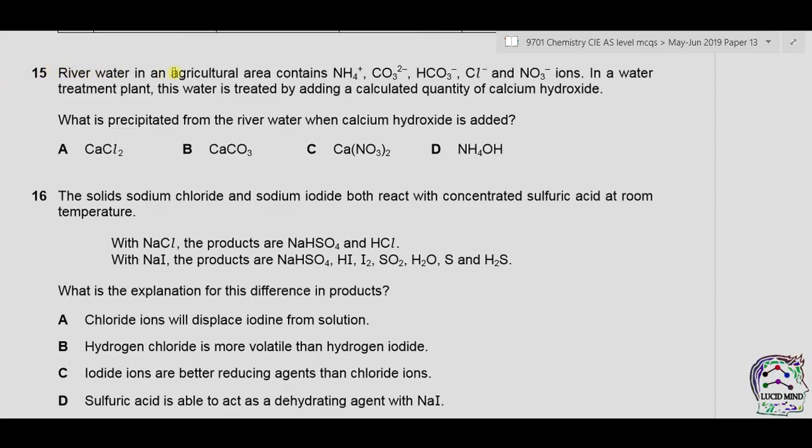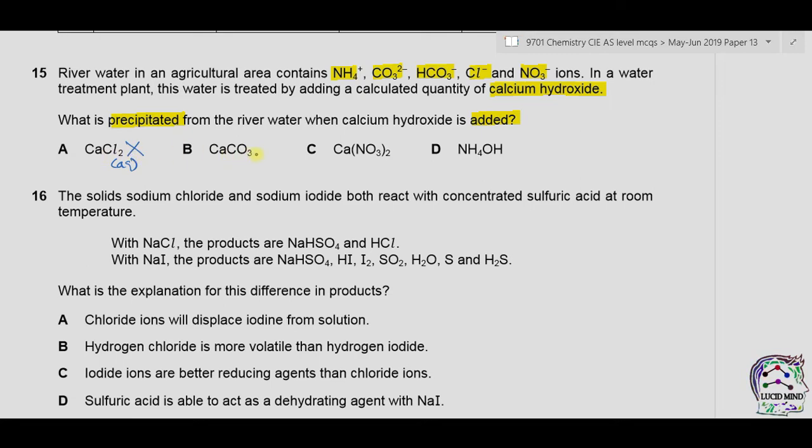Question 15. River water in an agriculture area contains ammonium, carbonate, hydrogen carbonate, chloride, nitrate ions. In a water treatment plant, this water is treated by adding a calculated quantity of calcium hydroxide. What is precipitated from the river water when calcium hydroxide is added? First one is calcium chloride. Now we know that calcium chloride is a soluble salt, so therefore it cannot be precipitated, so A is incorrect.